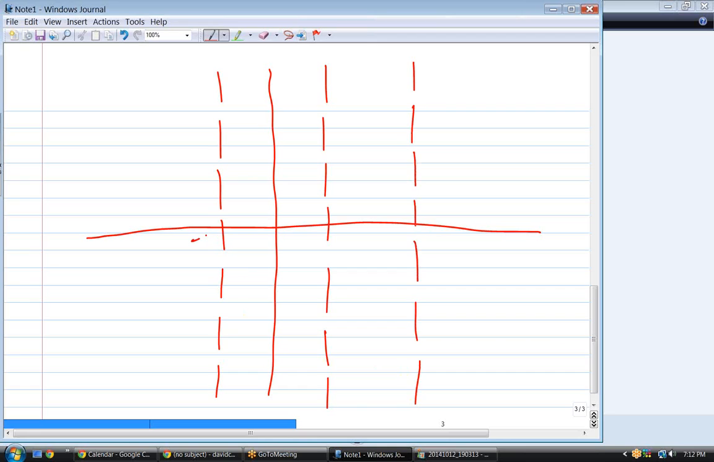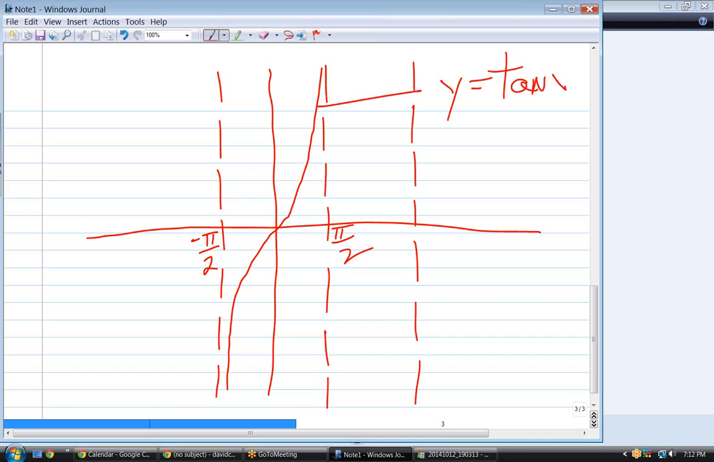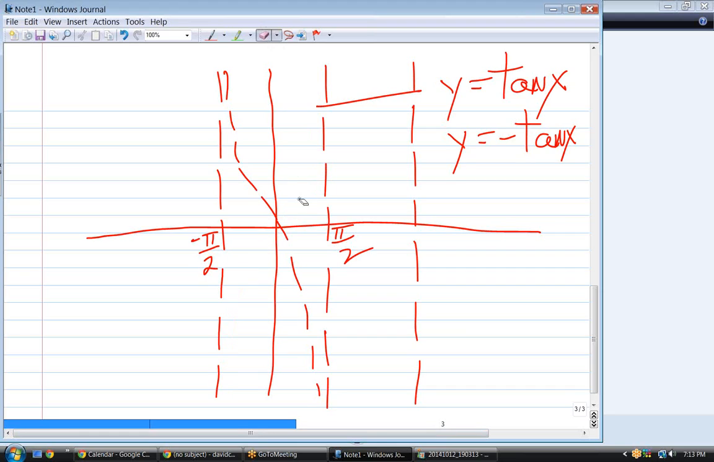The normal tangent curve goes from minus pi over 2 to pi over 2. It's always increasing. It goes from negative infinity to positive infinity. So if we found this curve here, we would be looking at y equals tan x. But y equals negative tan x looks like this. I'm just going to take that curve and reflect it over the x-axis. Well, that negative tangent curve looks an awful lot like cotangent.